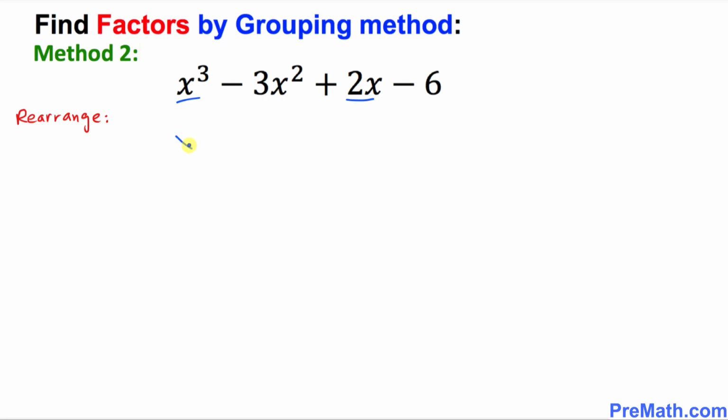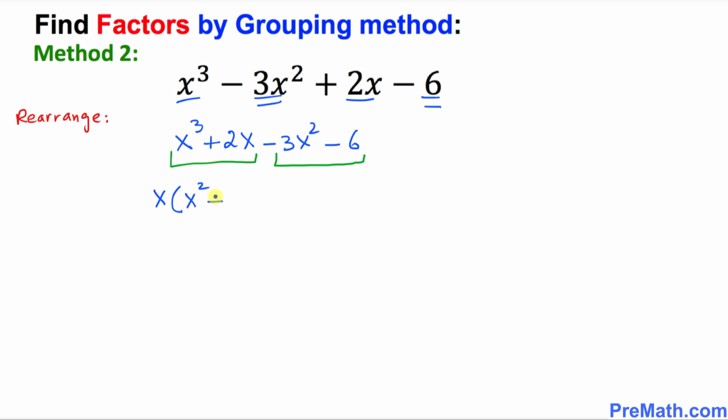I'm going to write down x to the power 3 plus 2x. I'm going to rearrange it, and then I'm going to bring these two together, so I'm going to put down negative 3x squared minus 6. So far so good. Now this is the first group, and this is the second group. Let's see in the first group what is in common. What is the GCF? In the first group, our GCF is x. You can factor it out, so we are left with x squared plus 2.